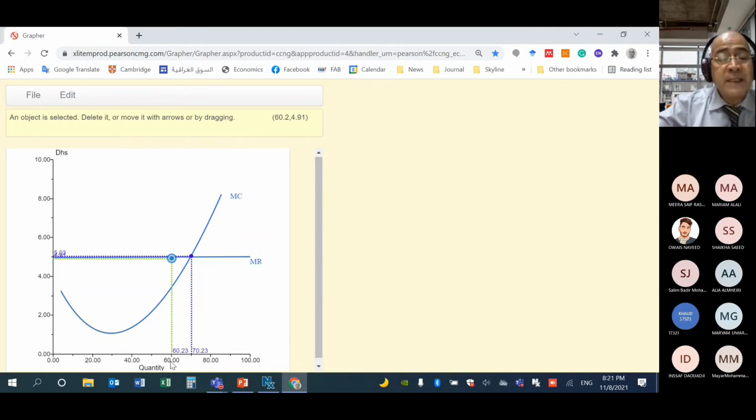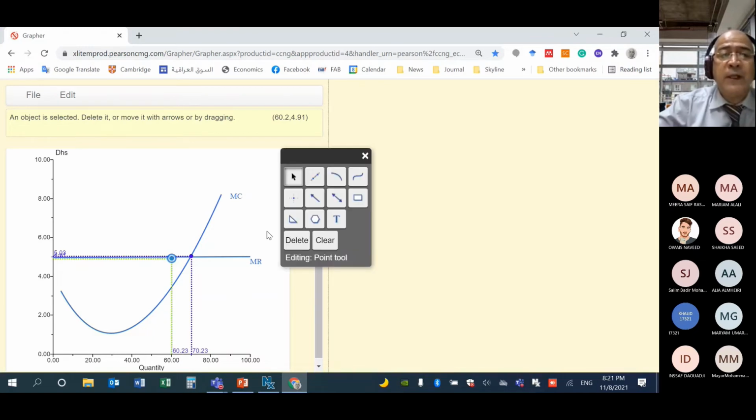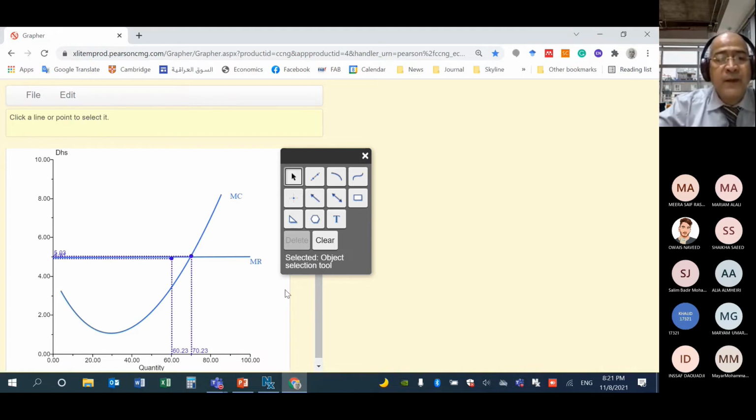60 units? At 60, marginal revenue exceeds marginal cost. What is marginal revenue? The increase in total revenue due to an increase in output by 1 unit. What is marginal cost? It is the increase in total cost due to an increase in output by 1 unit. So Khalid will think, if he is going to produce an additional kilo, the increase in total revenue will be higher than the increase in total cost. So the profit, the difference between total revenue and total cost, will increase.